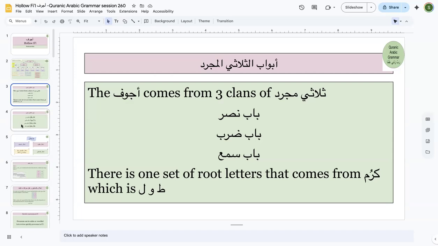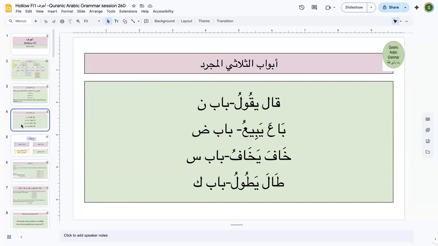So when you have your Bab Nasara and you have your Ajwaf coming from Bab Nasara, you will find Qala Yaqulu, and the Quran is filled with this sigha, these root letters. Qala Yaqulu. How many times do we see Qala Yaqulu in the Quran? So many times. We see it all the time.